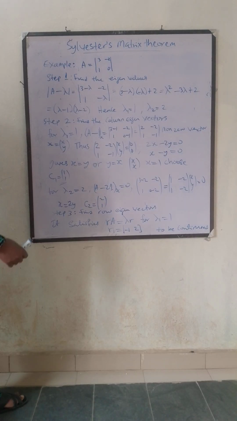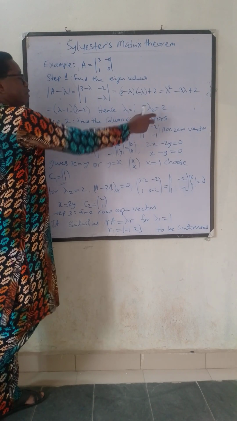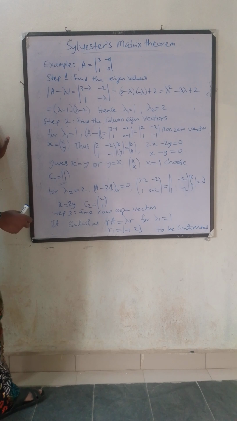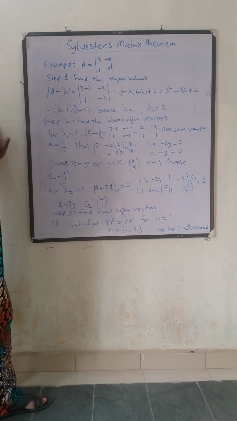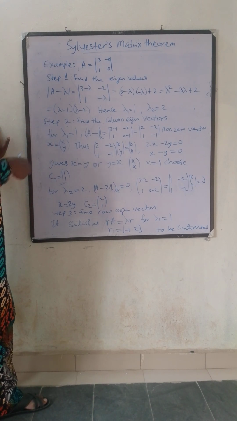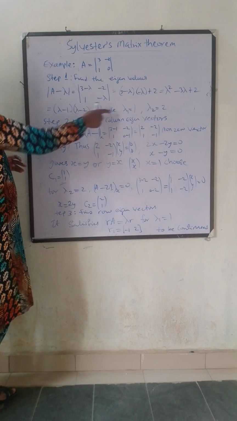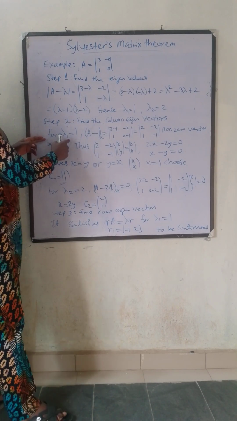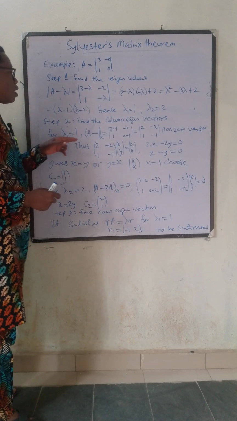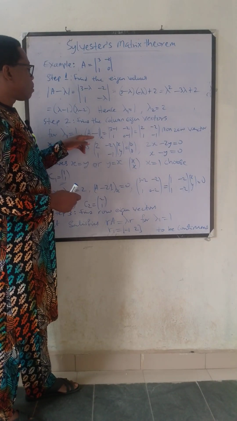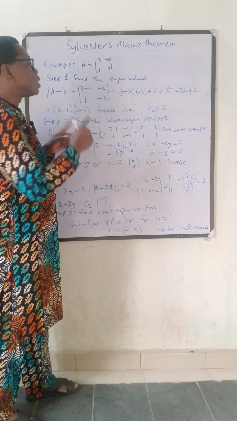Step 2, find the column eigenvectors. Right? We find the column eigenvectors, and then we also still go back to finding the row eigenvectors. Now we have lambda 1. So for lambda 1 equals 1, what do you have? You have (A minus 1) x equals 0.